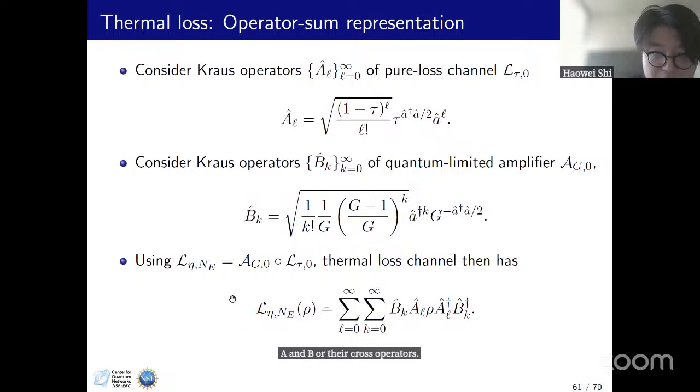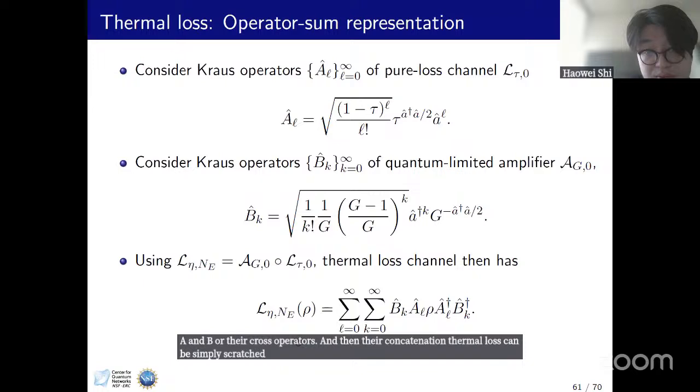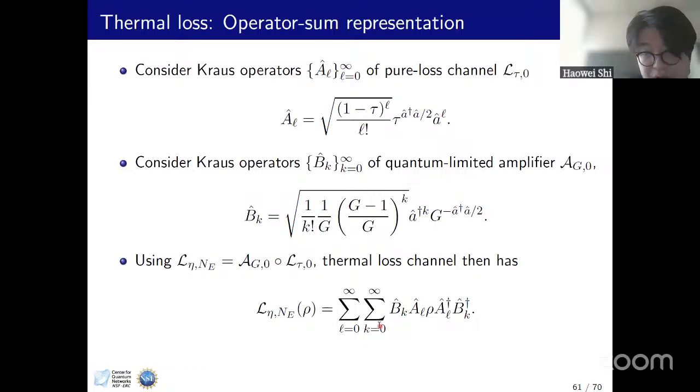Then their concatenation, the thermal loss, can be simply expressed as the concatenation of those two channels. You can regard it as rho first operated by the Kraus operators A, and then operated by the Kraus operators B. First loss and then amplifier.